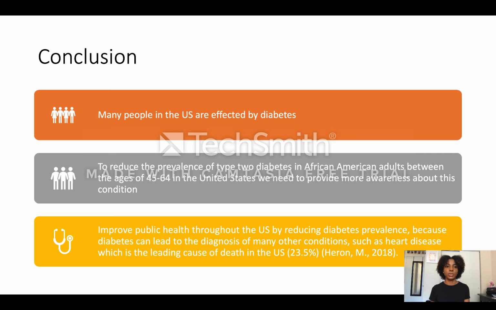And here is my conclusion. Many people in the U.S. are affected by diabetes. In efforts to reduce the prevalence of type 2 diabetes in African American adults between the ages of 45 through 64 in the United States, we need to provide more awareness about this condition. And the communication channels that I chose, they will also help improve public health throughout the U.S. by reducing diabetes prevalence, because diabetes can lead to the diagnosis of many other conditions, such as heart disease, which is the leading cause of death in the United States at 23.5%.